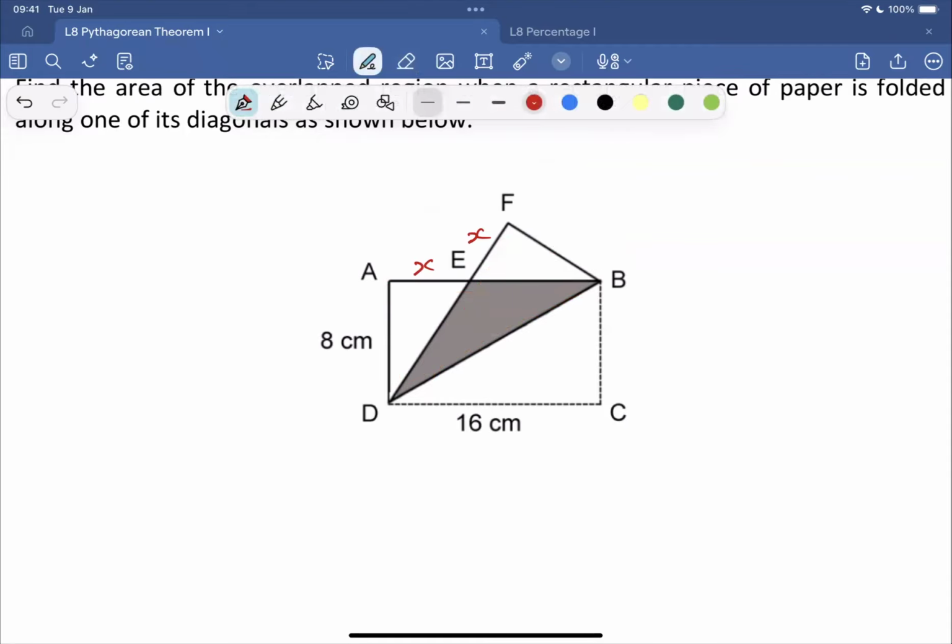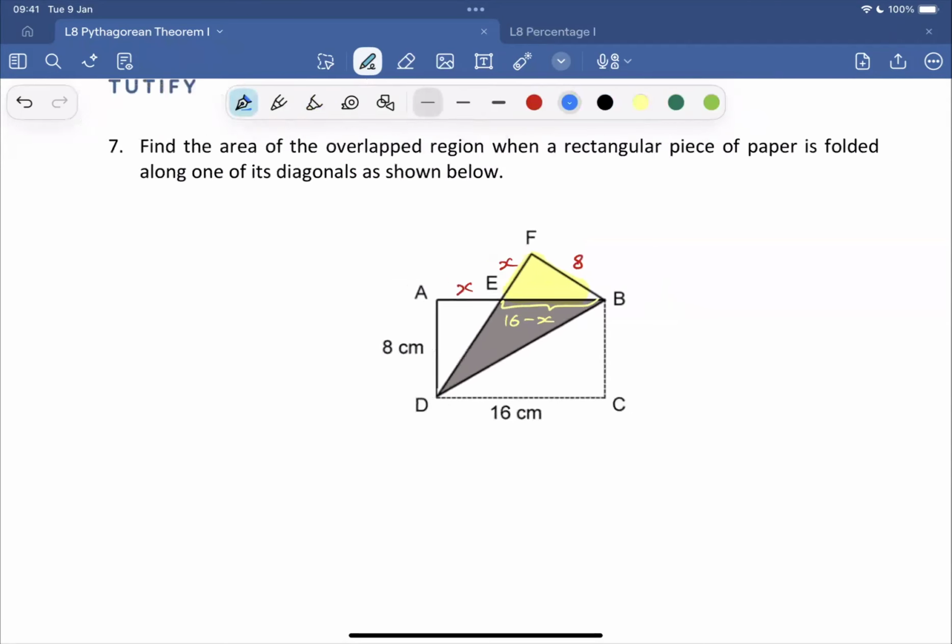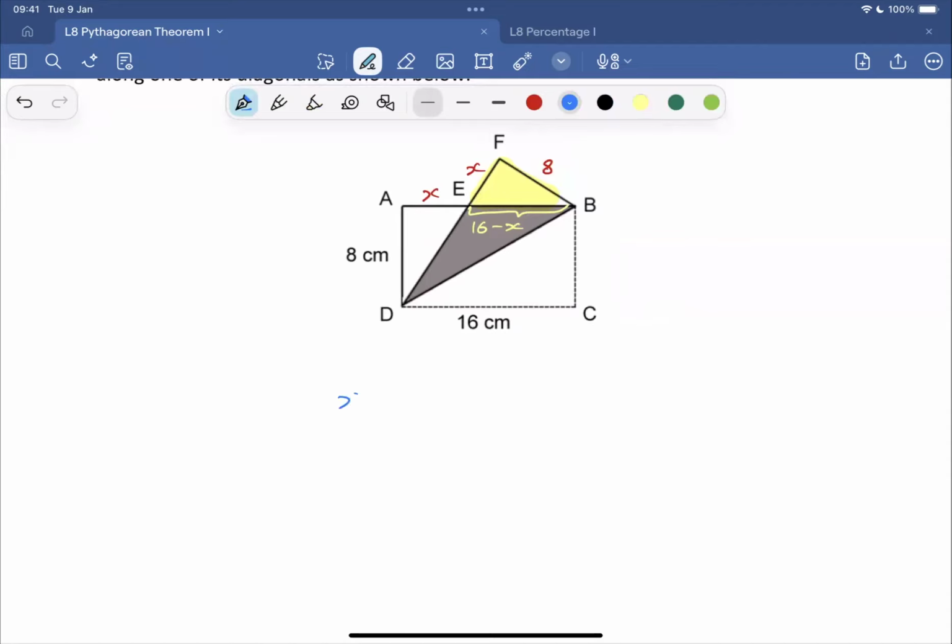So if this side is 8, then this side is also 8. And then finally, I can say that this is 16 minus X. So if you look at this triangle here, then we can make use of Pythagoras theorem. A squared plus B squared equals to C squared. Now, students, whenever you see a square, it means that you must multiply twice.